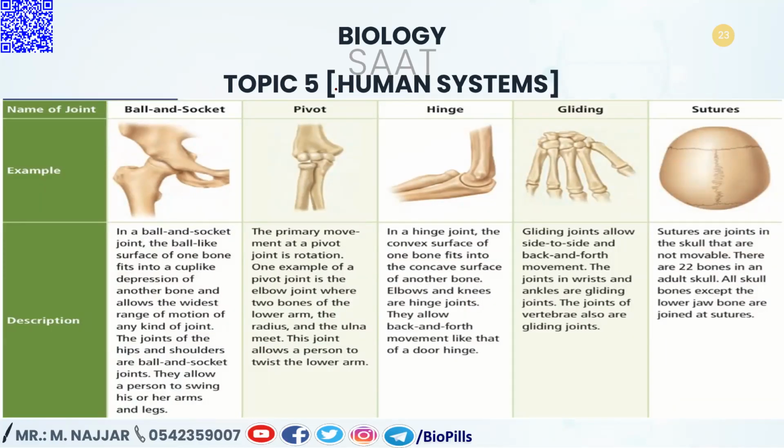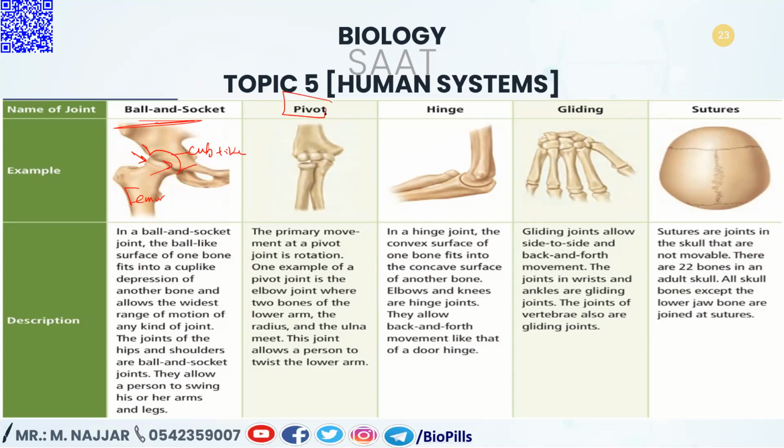So if we extend our explanation, this is the ball and socket, and we just mention it. In a ball and socket joint, the ball-like surface is the head of the bone, in this case the femur bone, and we also have the humerus in the upper limb. It will fit into a cup-like depression, or we can say a socket, in which the bone will be resting and fitting.